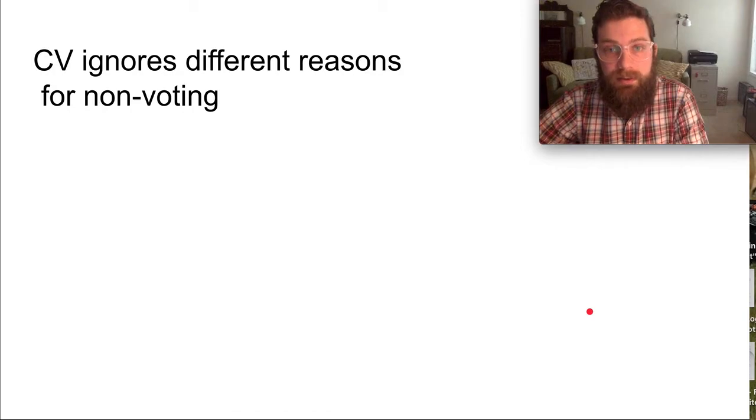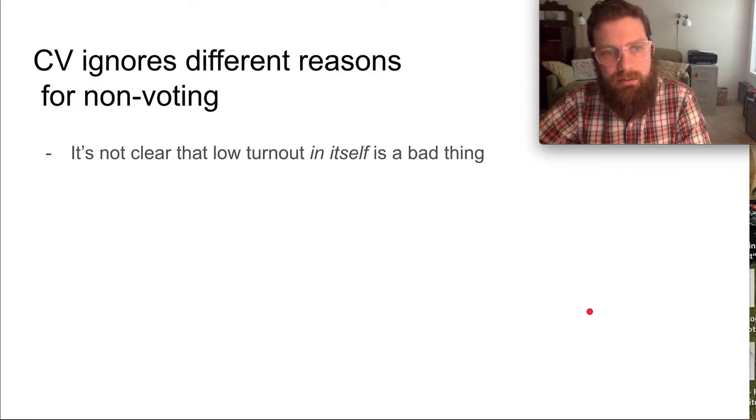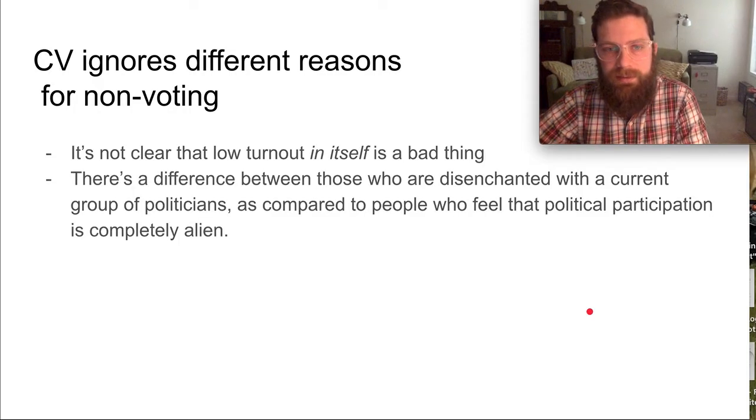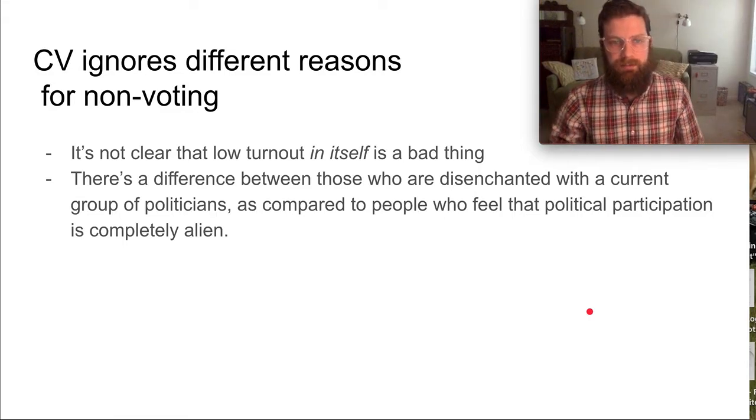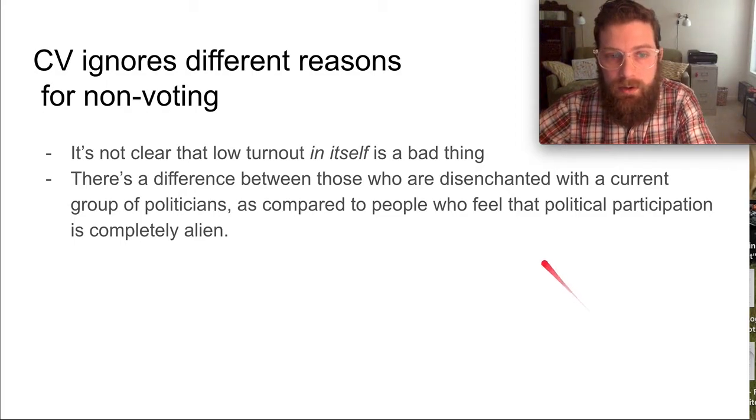Lever also points out that compulsory voting ignores different reasons that different people have for not voting. So she points out that it's not clear that low turnout in and of itself is a bad thing, and that there's an important difference between being disenchanted with the selection of politicians you have as compared to people who feel like political participation is completely alien and not open to them. And it's really more this second kind of non-voting that would be a threat to the legitimacy of a democracy overall.